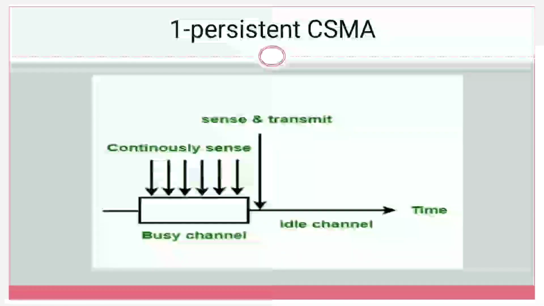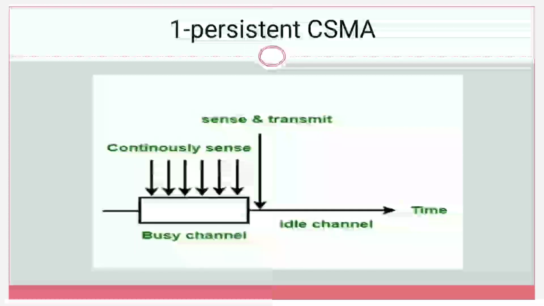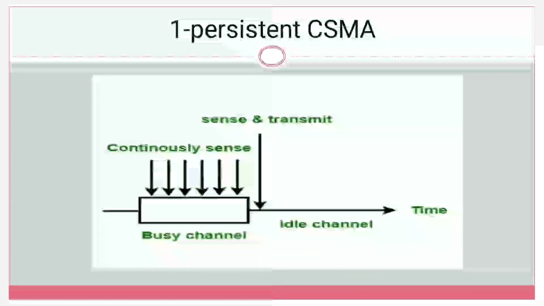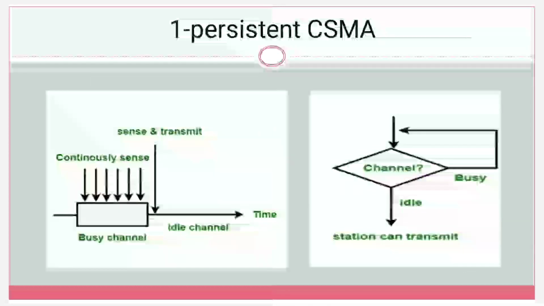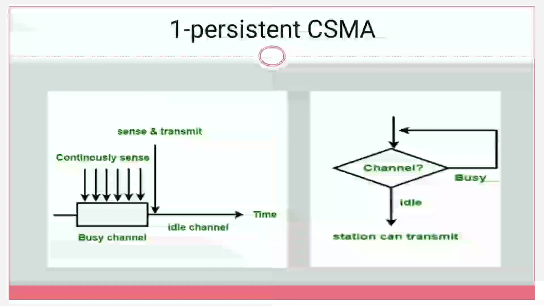When a transmitting station wants to transmit data, it continuously senses the channel until the channel is idle. If the channel is idle, then it simply transmits the data. So this is the working principle of one persistent CSMA. We'll see the flow chart for this one, how it works.